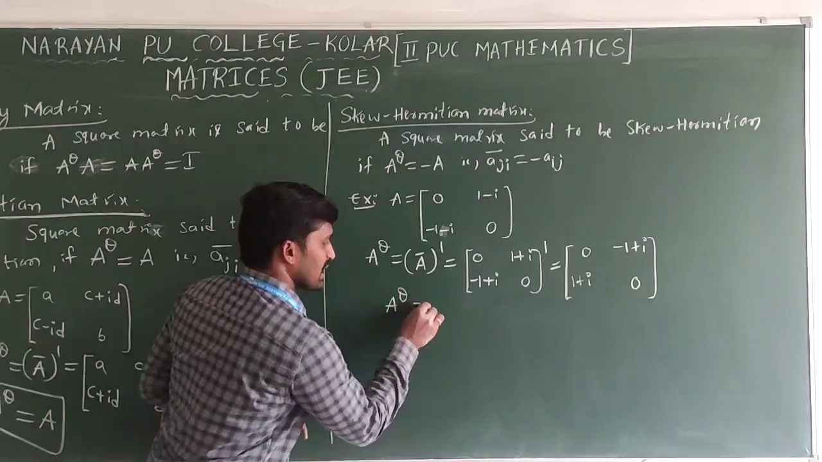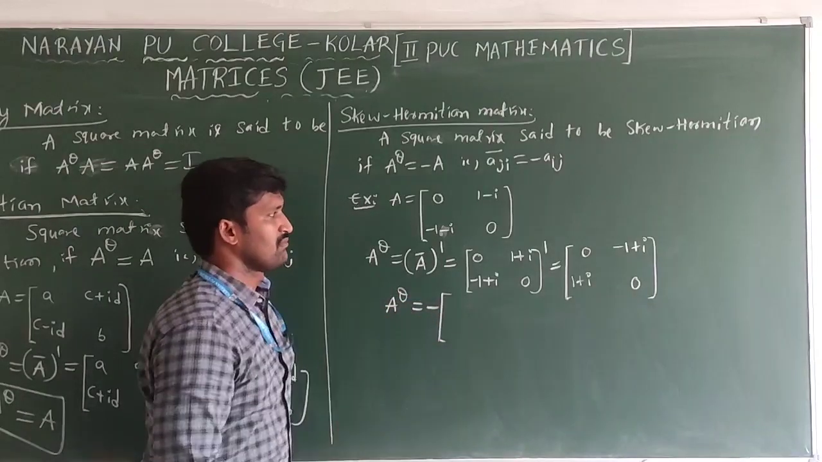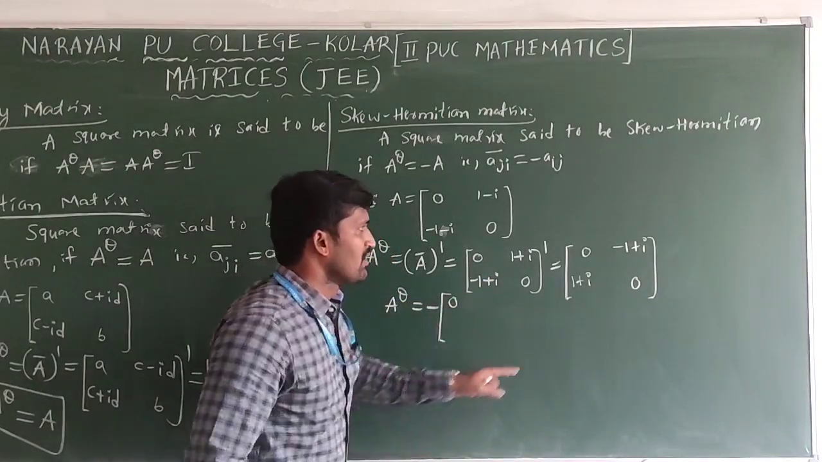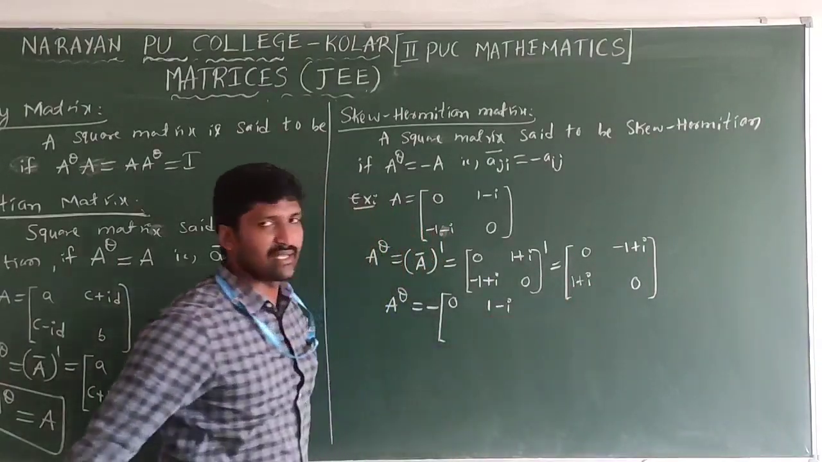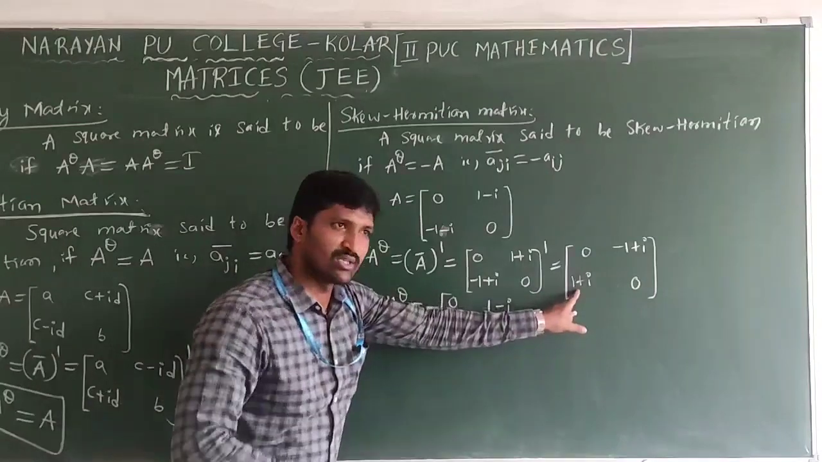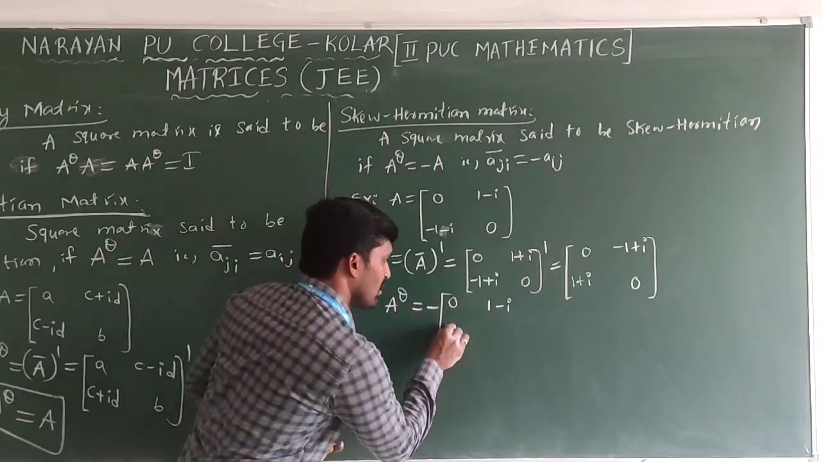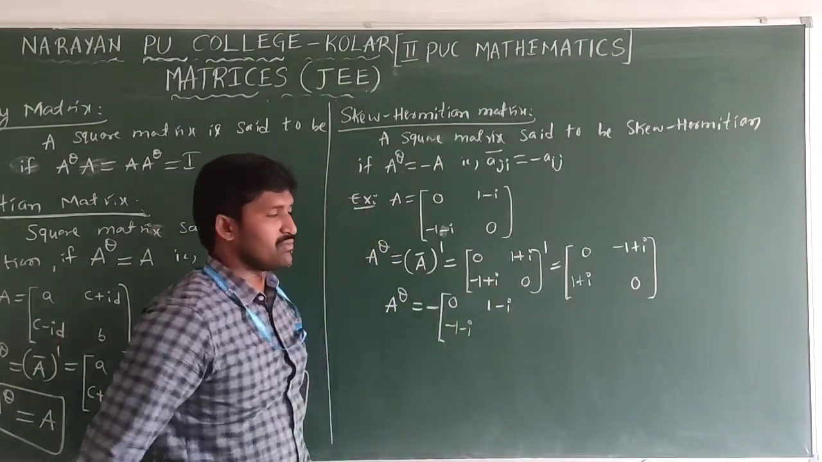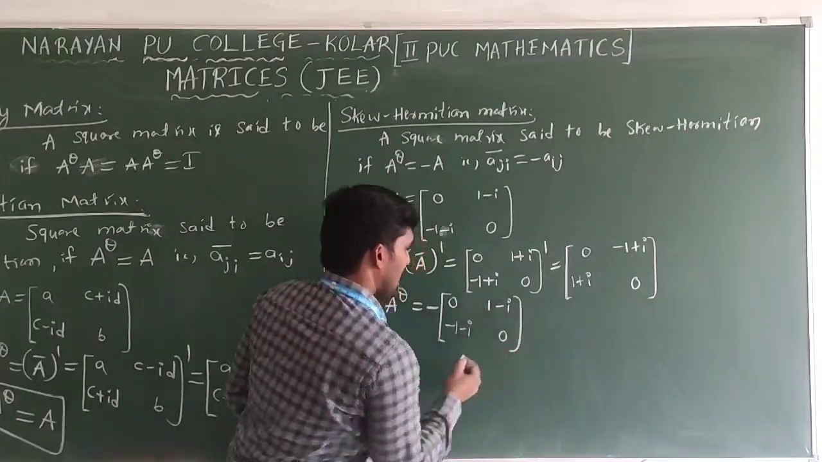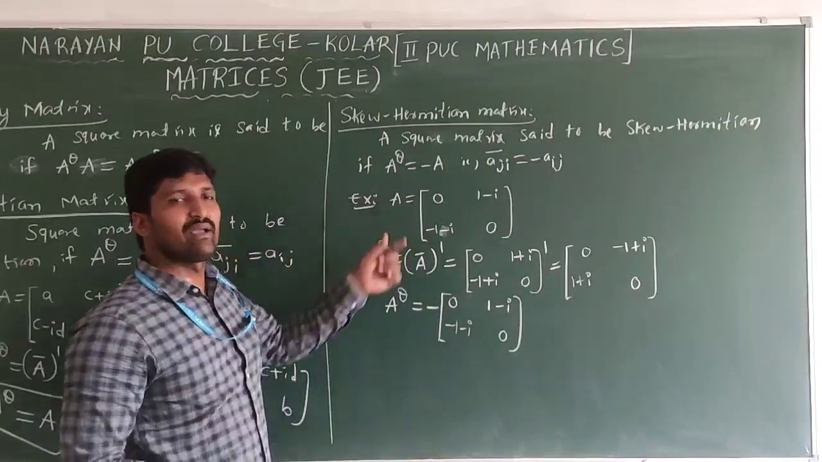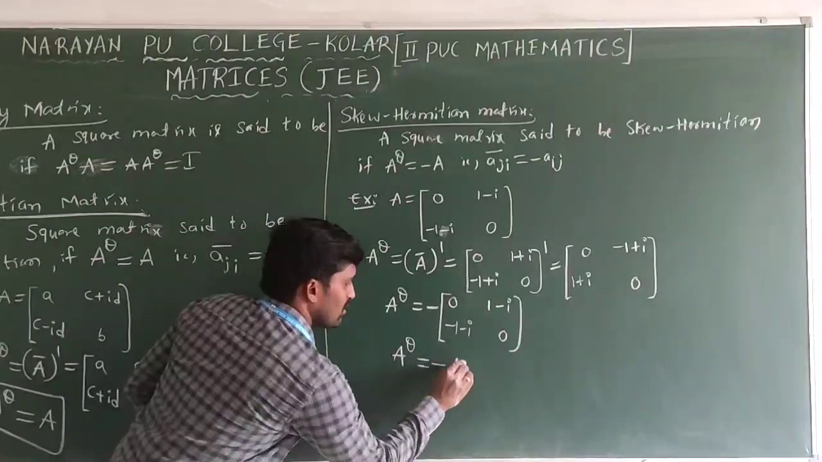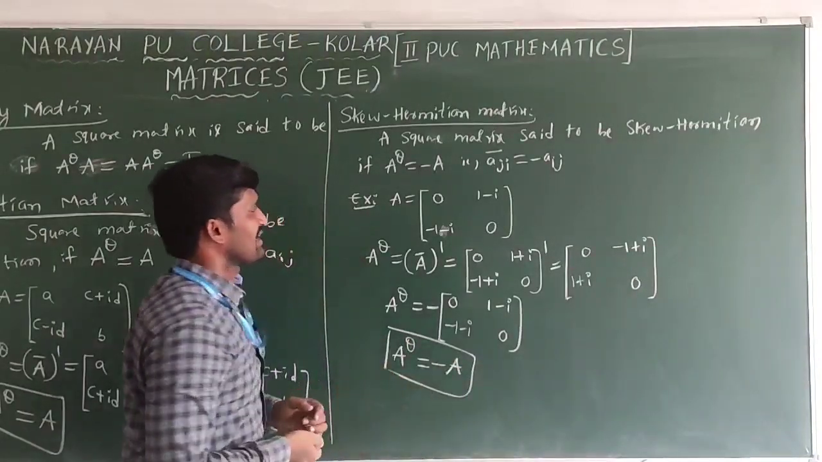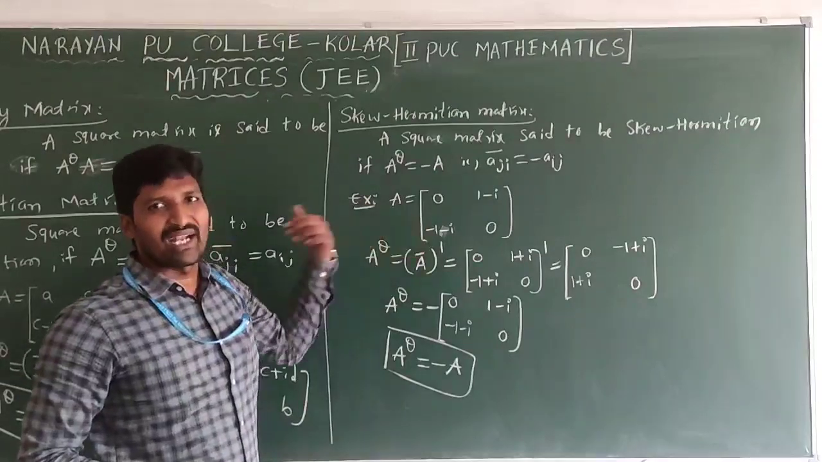Now I will take minus common from this matrix. A power theta equals, if you take minus common, minus 0 is 0 only. If you take minus common, minus 1 becomes plus 1, plus i becomes minus i. Here both are positive; by taking minus common, both will become negative, and 0. It is clearly which matrix? The A matrix. Now from this what do you write? A power theta equals minus A. This is clearly a skew-Hermitian matrix.